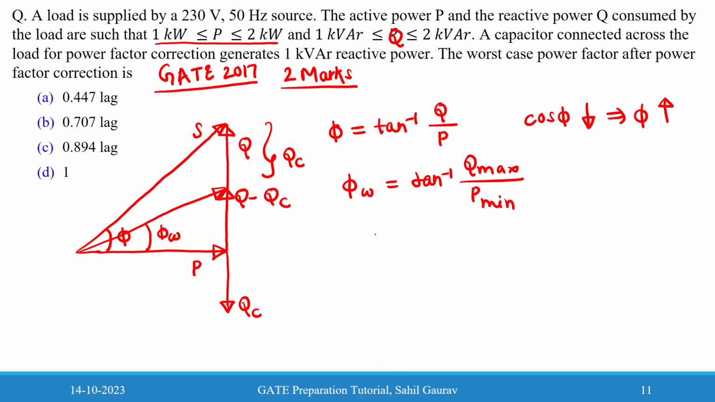Here you write phi W = tan inverse of Q max. Q max will be Q minus QC. So you have to take Q, this one, so that you get Q max = 2 minus QC. QC is given as 1 kVAR reactive power. So it will be (Q max minus QC) divided by P min.